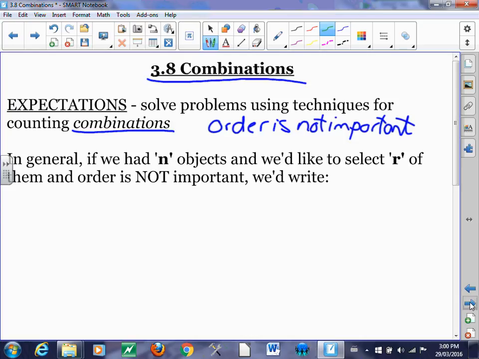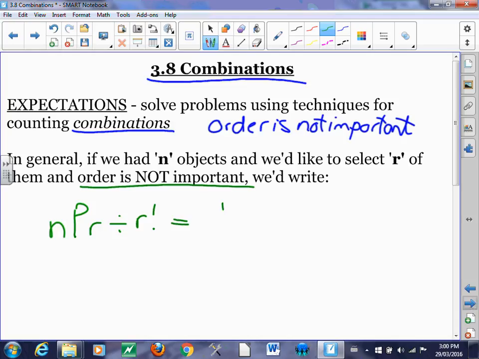In general, if we have n objects and we'd like to select r of them and order is not important, we would write down, I'm sorry, I lost my page. Give me 1 second here. Okay, so nPr divided by r factorial. Okay, so if we take a look at that, ladies and gentlemen, I'm just doing this to develop the formula from permutation to combination. So please just understand this is just a process.